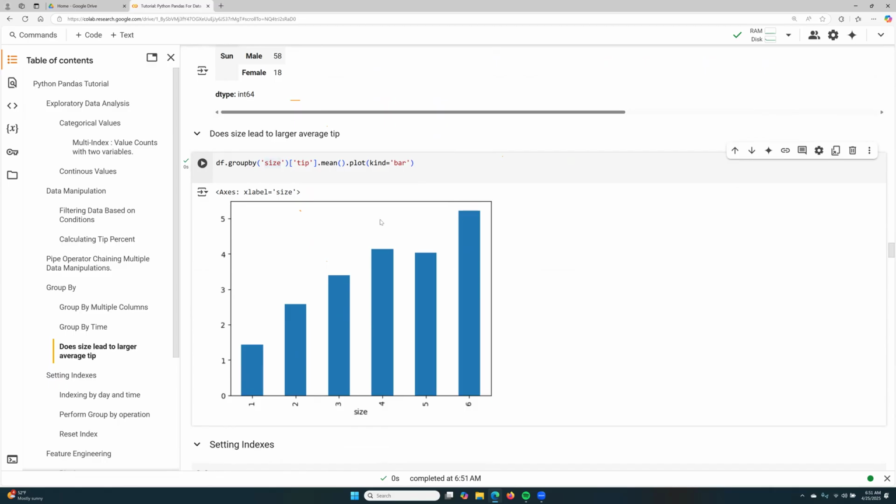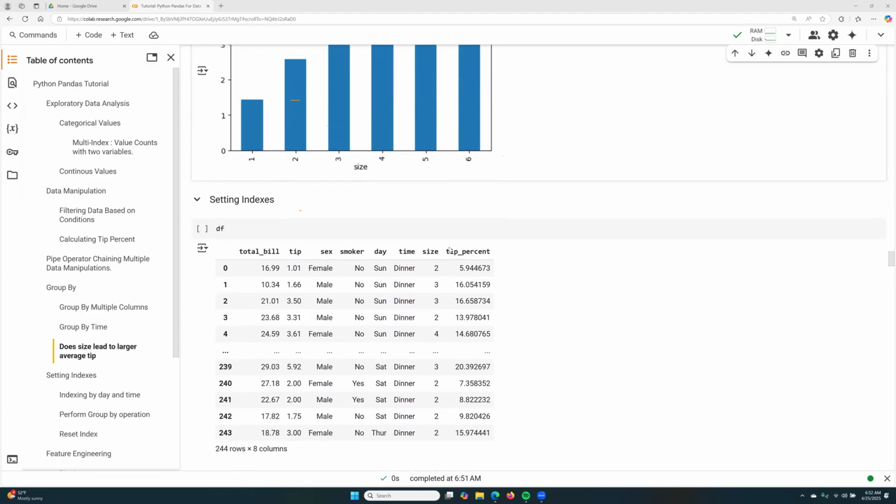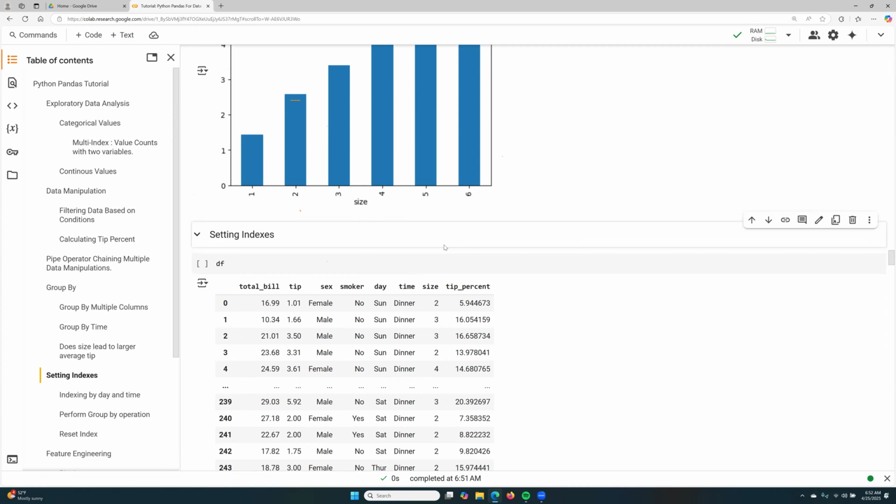At a size of 6, the mean tip is over $5. Between 4 and 5, there's not a difference, but there is a gradual increase up to 3, and then 4 and 5 it kind of levels off, but then there's a little bit of a jump back up at 6. This is flat, and then boom. So that looks pretty good, intuitive.